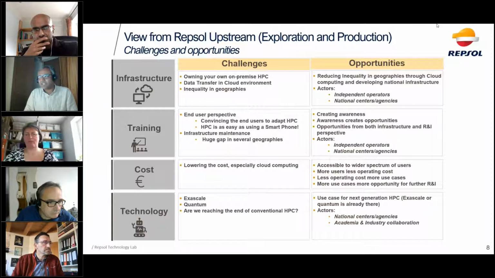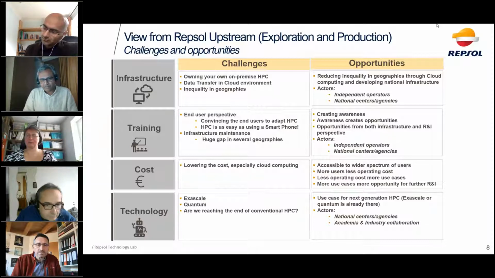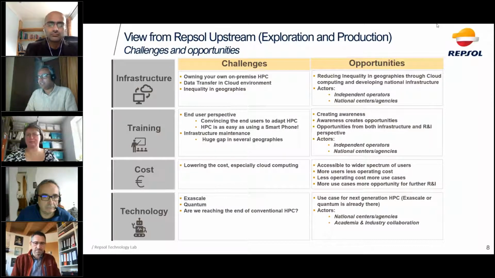Okay, so that's a big challenge there. At the same time, cloud offers a lot of opportunities, but the data transfer is still an issue we have. And then, as I mentioned, inequalities about the geographies. What could be the opportunities here? Definitely reducing these inequalities in geographies. HPC is something that needs to be accessible everywhere in every part of the world. That's a big opportunity, and cloud can help us a lot there.